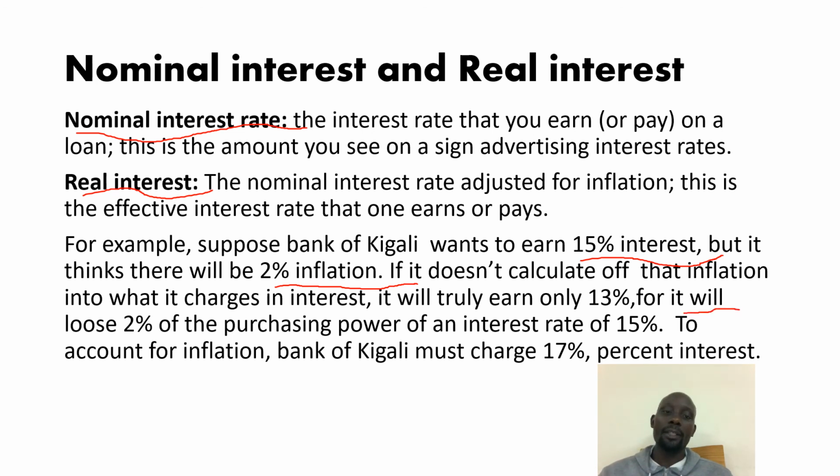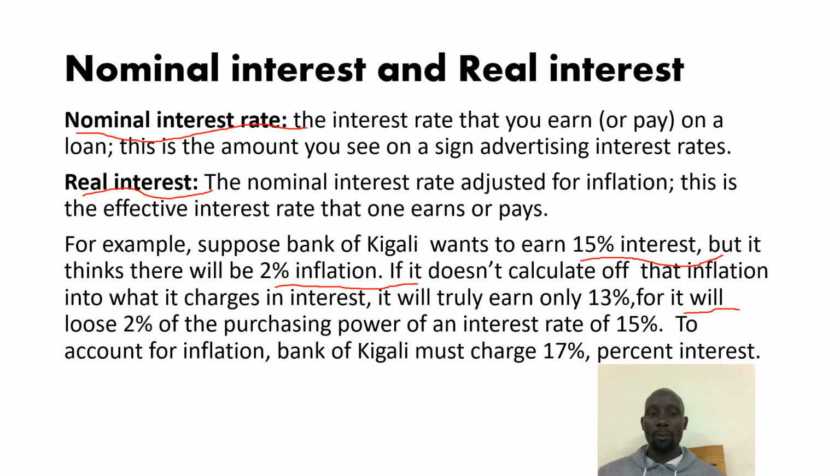So Bank of Kigali wants to lend money to its customers, but its target is to earn 15% interest. If it does not calculate the rate of inflation, and it lends out money at a rate of 15%, but inflation is going to be 2%, in reality, Bank of Kigali will earn only 13% because the 2% will be lost as inflation.